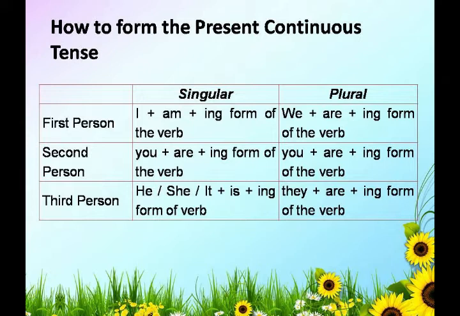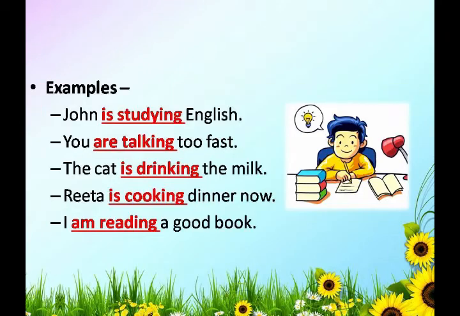The ing form of the verb means adding ing: play, playing; go, going; sing, singing; drink, drinking, like this. You can see the examples. John is studying English. तो अभी जॉन क्या कर रहा है, इंग्लिश पढ़ रहा है, is studying. You are talking too fast, so you are talking, ing, talking. The cat is drinking the milk.